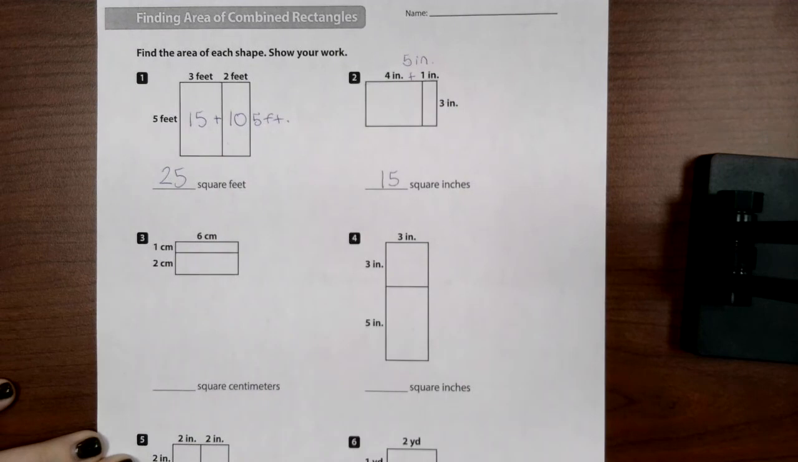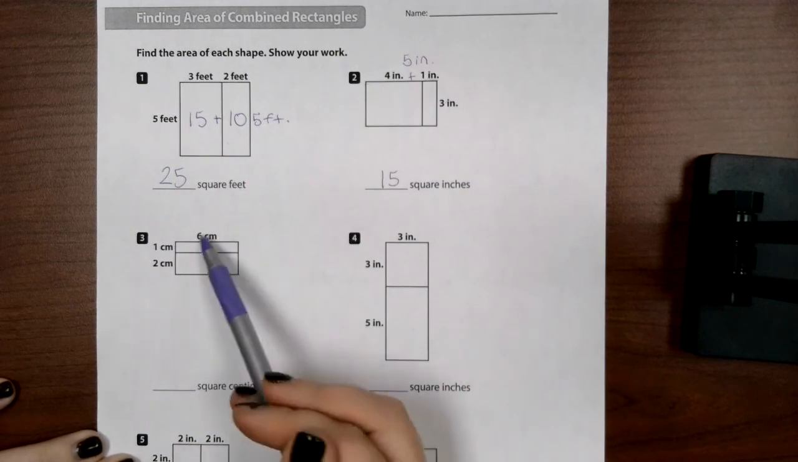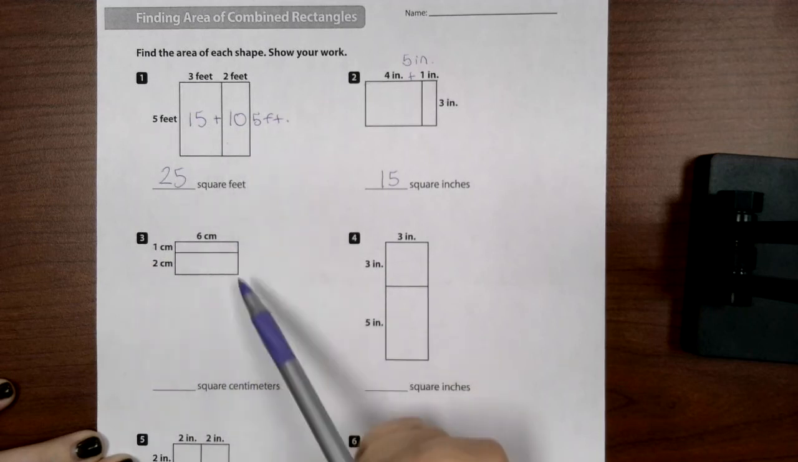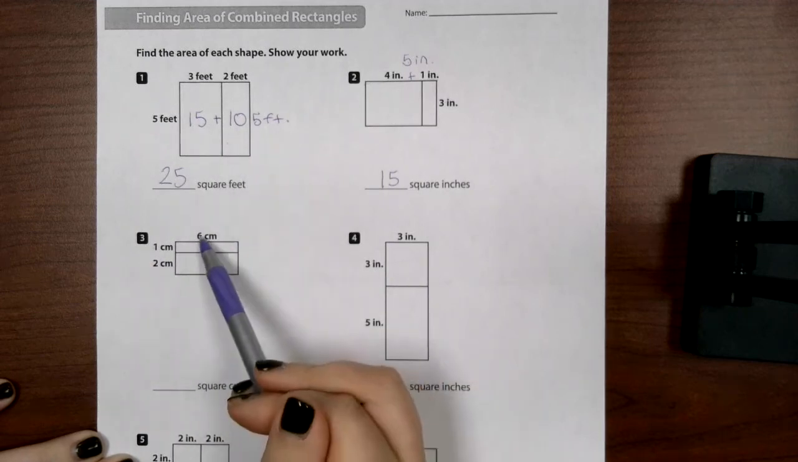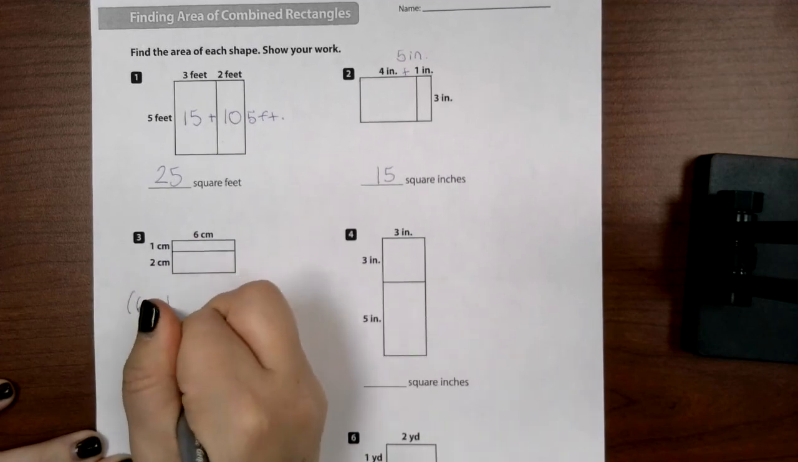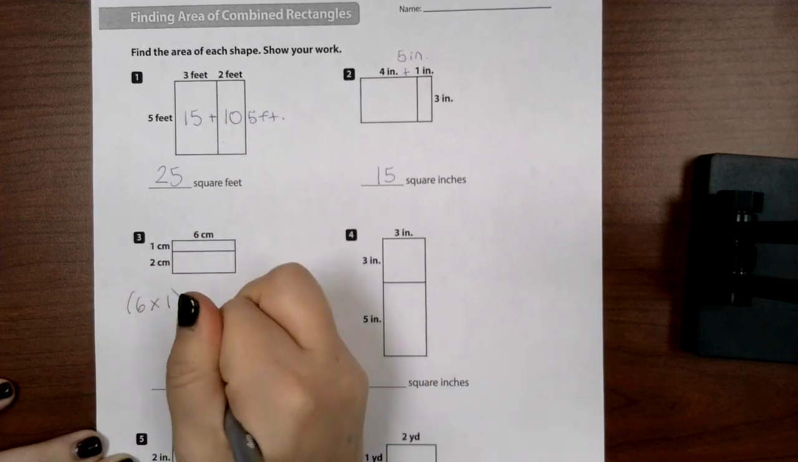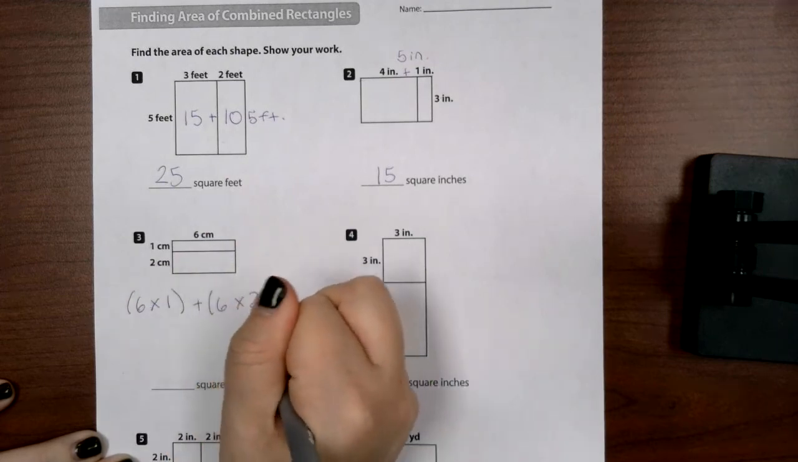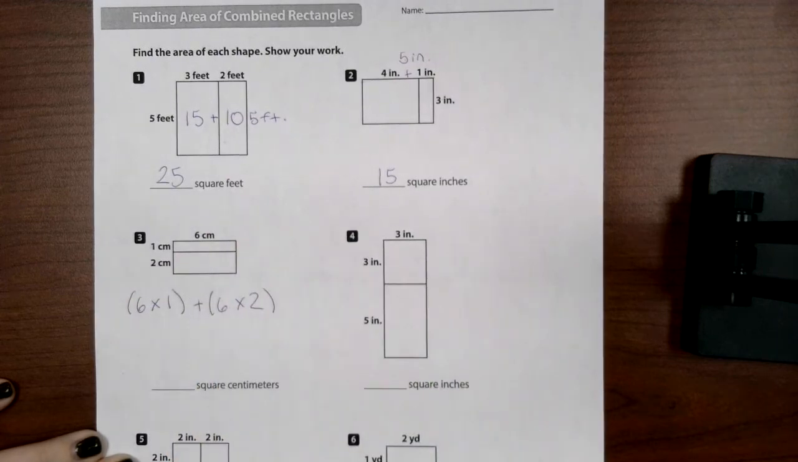Okay, let's do it again so that you can see, and I'm also going to show you some different work here. So I'm going to actually write out the work for the same strategy here, but I'm going to write it out to show you. So first I'm going to do 6 times 1 to find my first area. So I'm just going to write that like this. And then I'm going to find 6 times 2 to find my second area. And there is my equation.